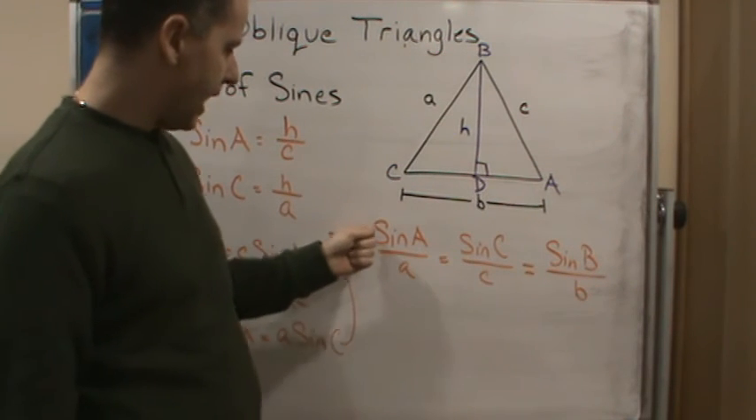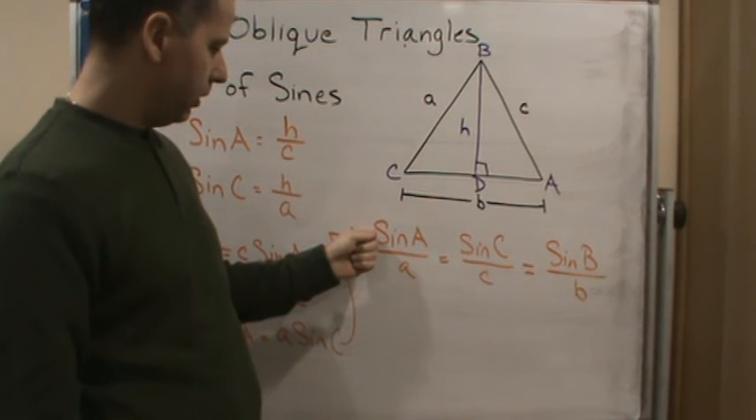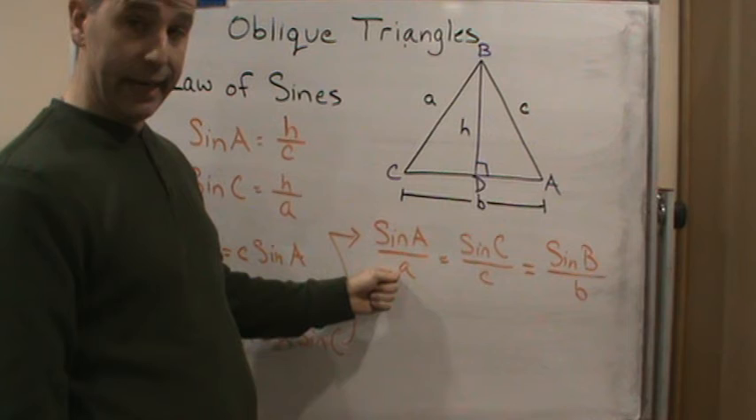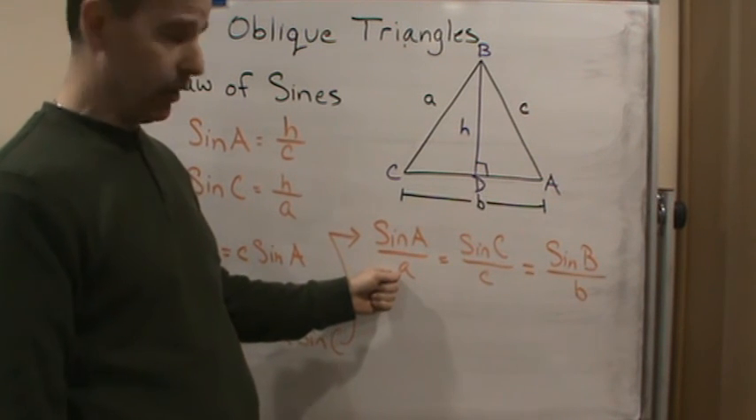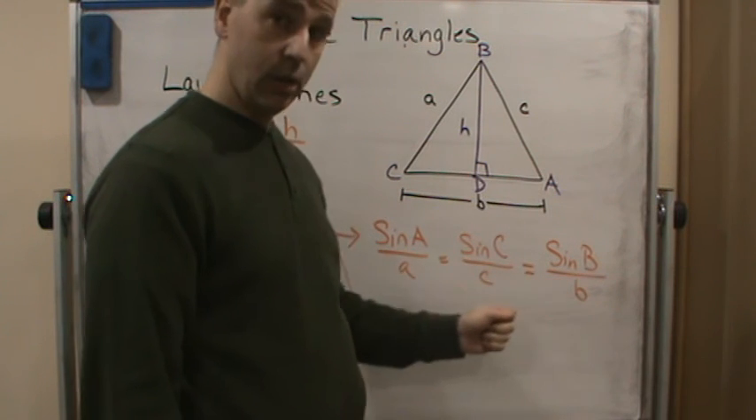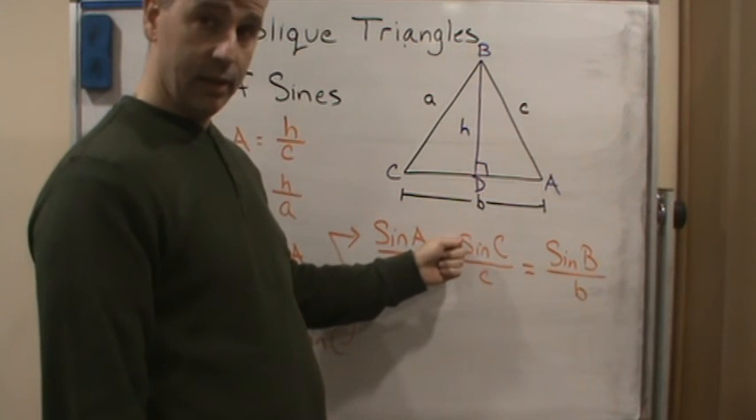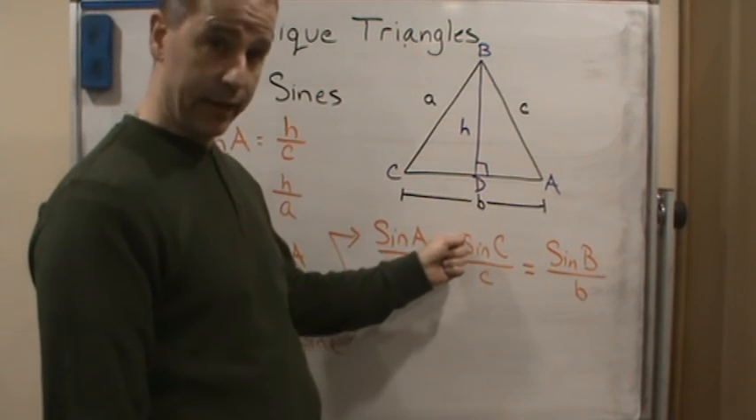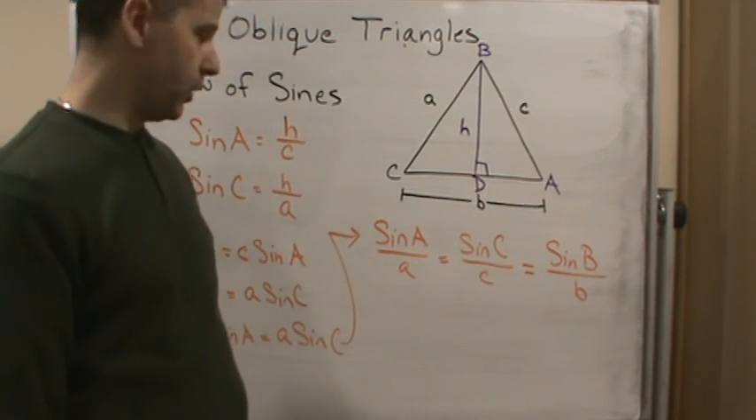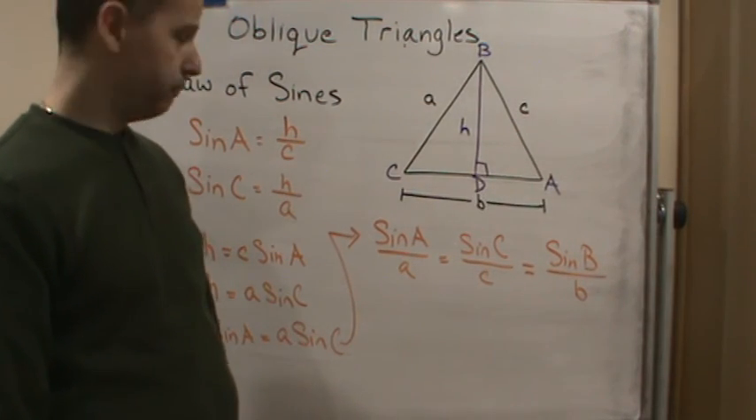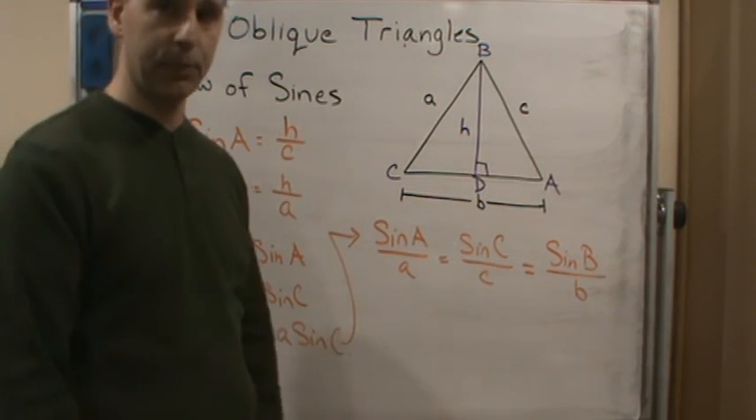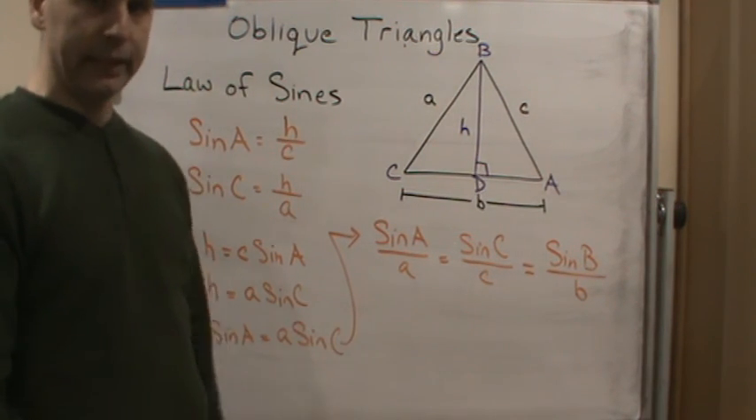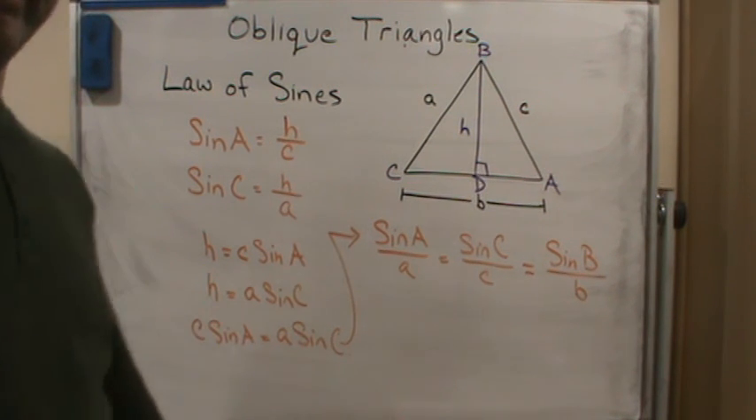The sine of an angle divided by the opposite side to that angle is proportional to the sine of the other angles divided by their corresponding opposite sides. So this is the law of sines, and this is what we can use to help solve oblique triangles. Have a great day.